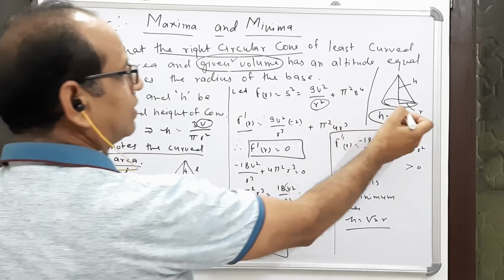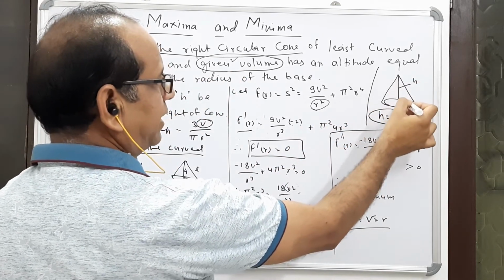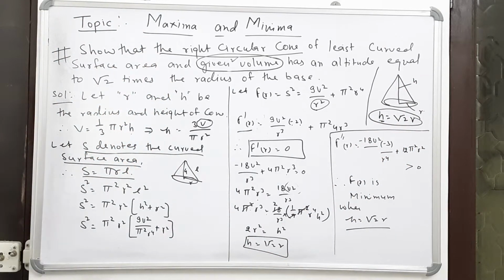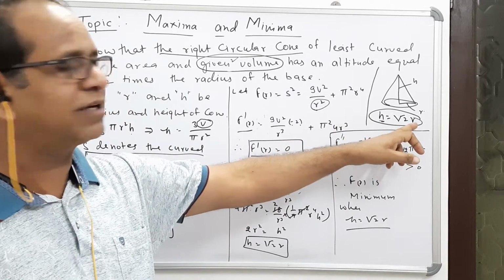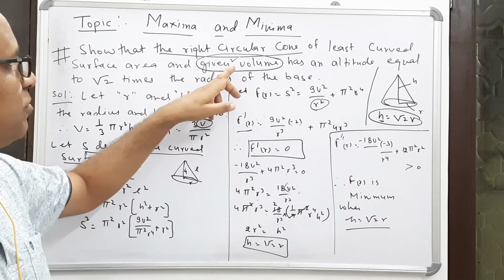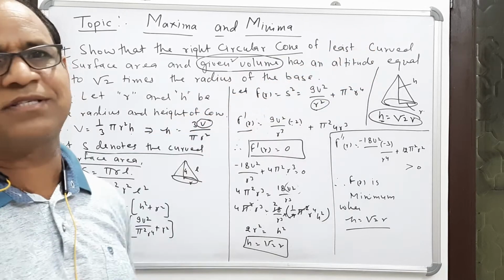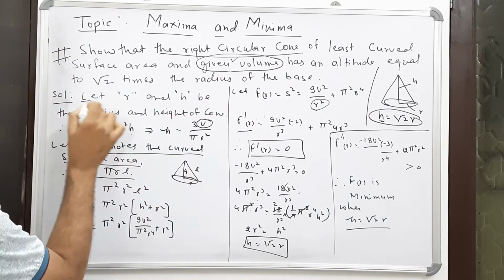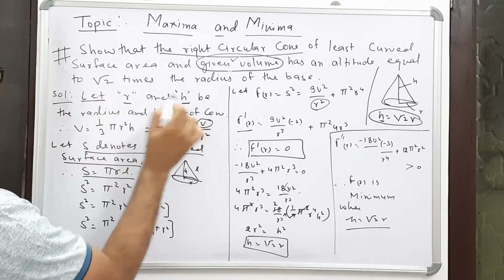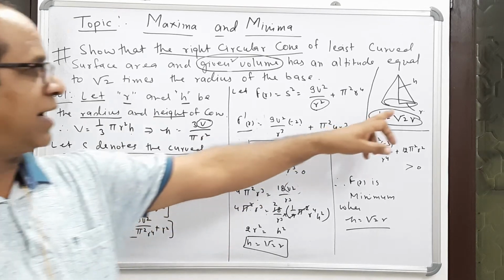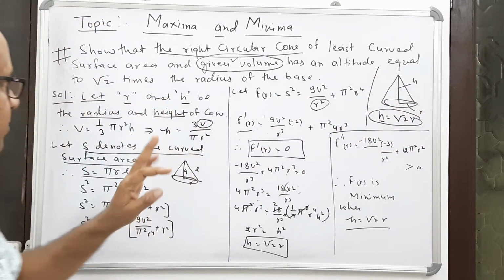Look here, this is the radius, this is the height. So the altitude, that is the height, must be root 2 times the radius. When will it happen? When the volume is given and the curved surface area is minimum. Now we start. Let R and H be the radius and height of the cone.